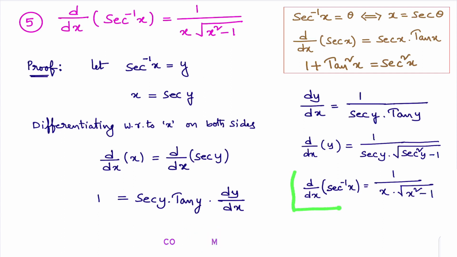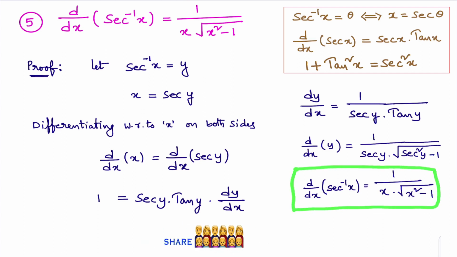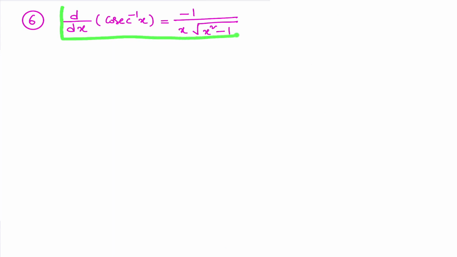So I proved that derivative of secant inverse x with respect to x is 1 divided by x into square root of x square minus 1. D by dx of cosecant inverse x equal to minus 1 divided by x into root over x square minus 1. To prove this result, what formulas we'll use?